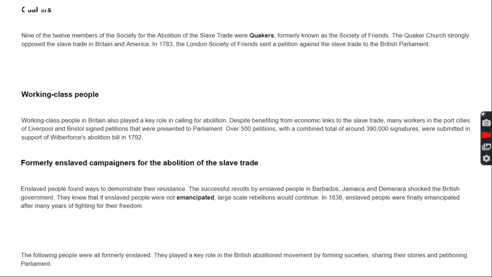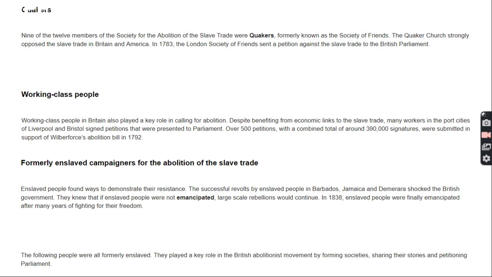Working class people. Working class people in Britain also played a key role in calling for abolition. Despite benefiting from economic links to the slave trade, many workers in the port cities of Liverpool and Bristol signed petitions that were presented to Parliament. Over 500 petitions, with a combined total of around 390,000 signatures, were submitted in support of Wilberforce's abolition bill in 1792.